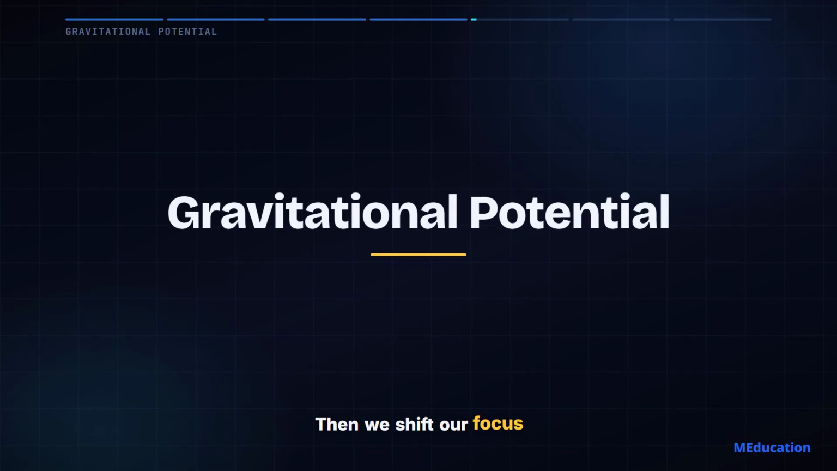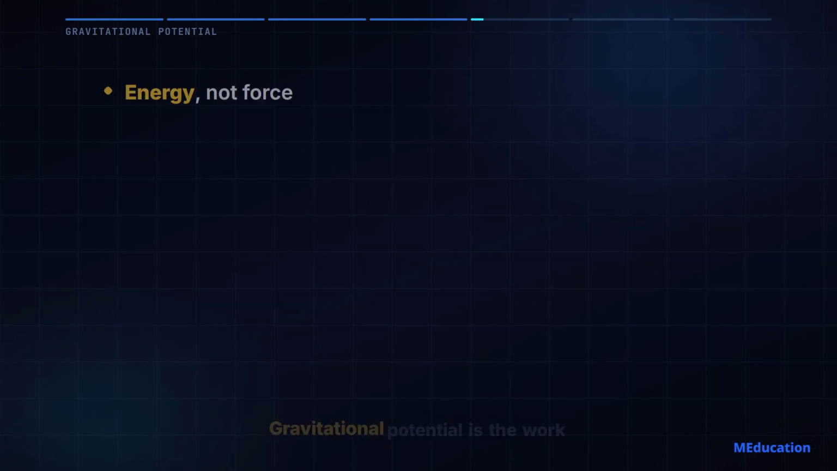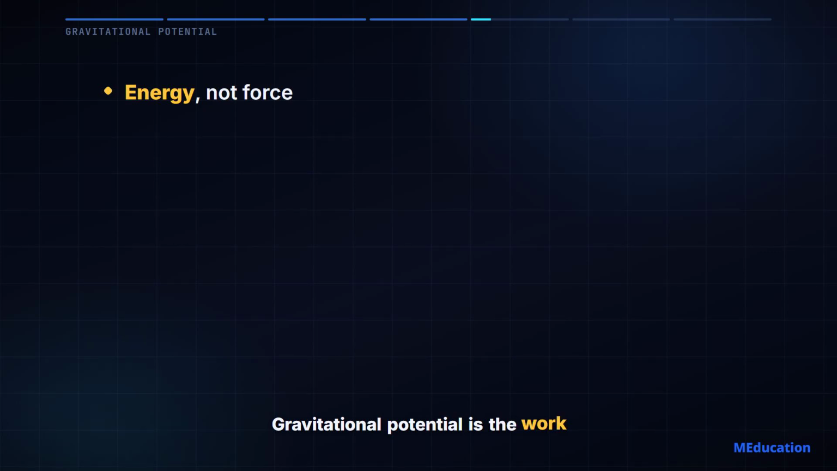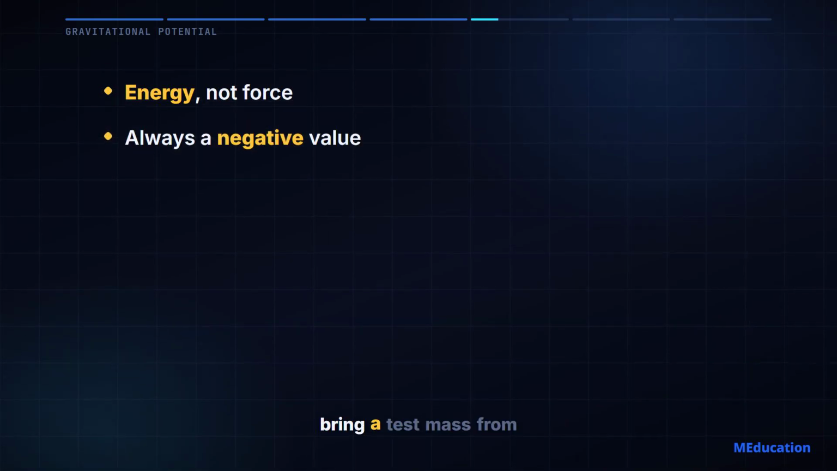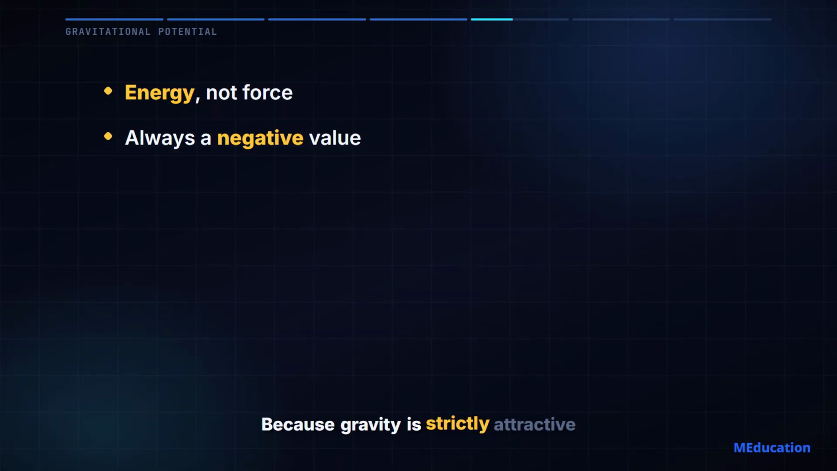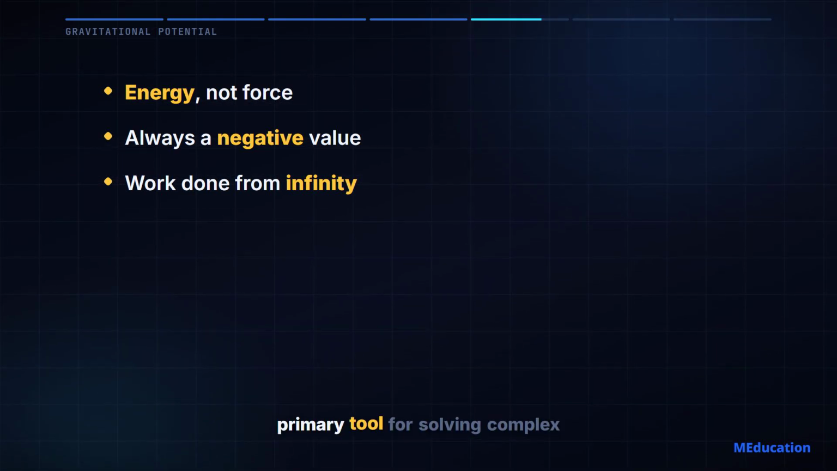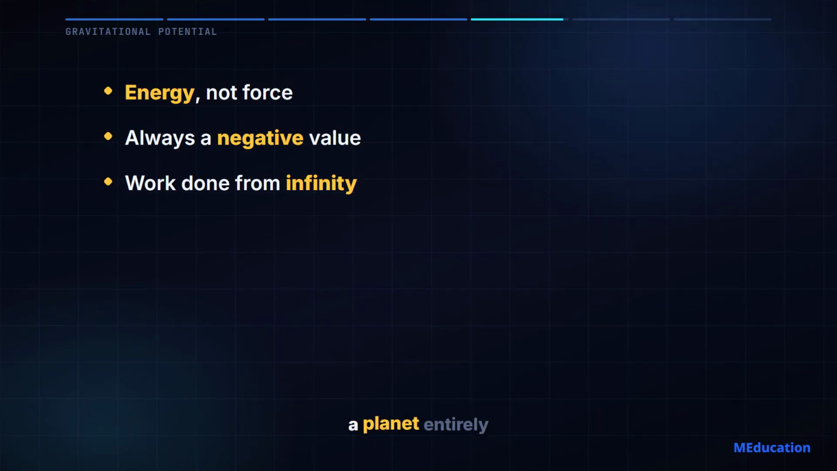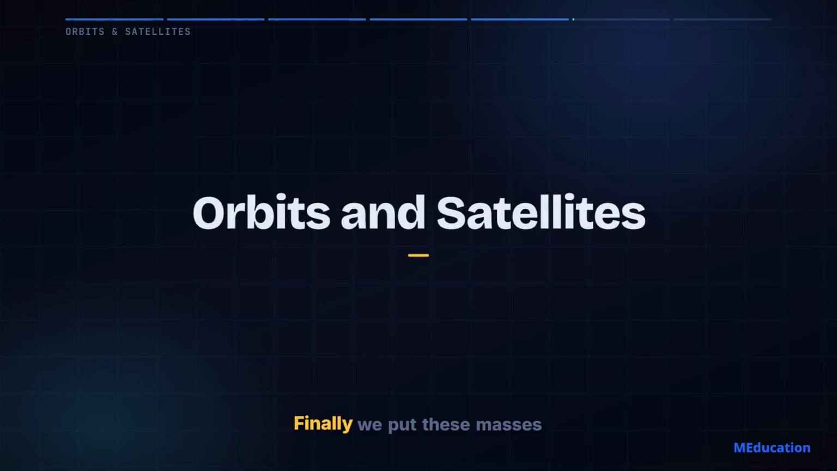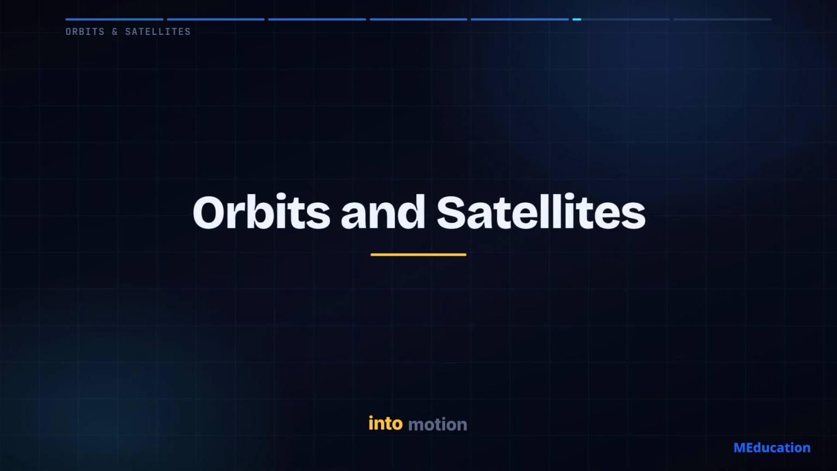Then we shift our focus from forces to energy. Gravitational potential is the work done per unit mass to bring a test mass from infinity to a point. Because gravity is strictly attractive, this value is always negative, only reaching 0 at an infinite distance. This energy framework is your primary tool for solving complex launch scenarios and calculating the exact velocity needed to escape a planet entirely.